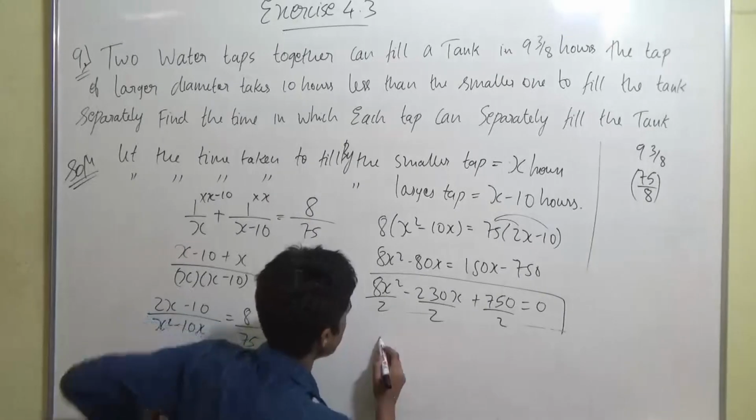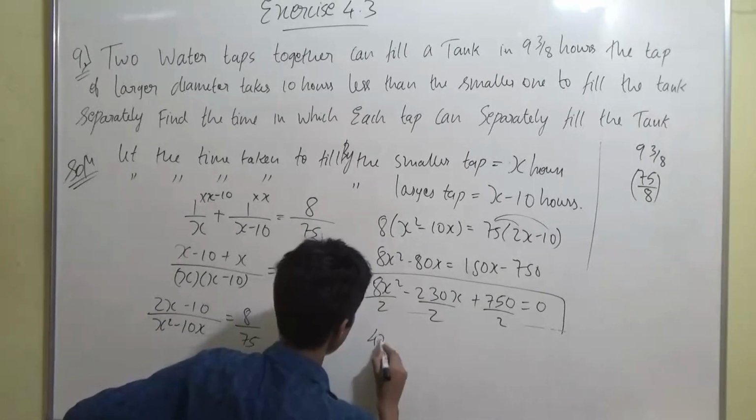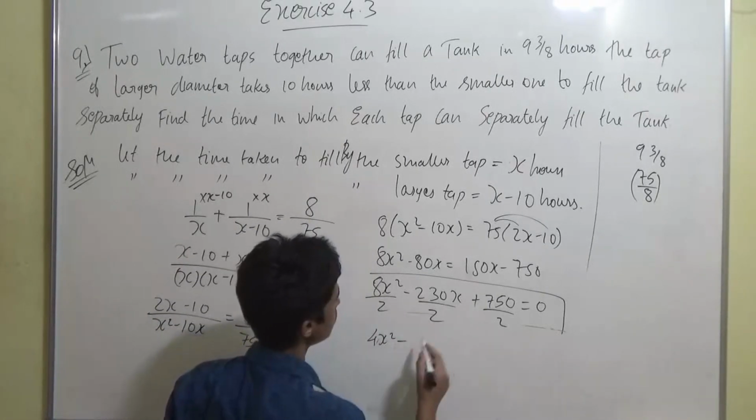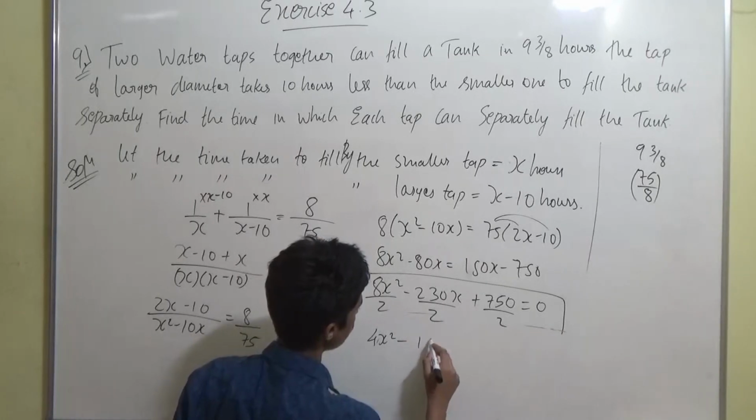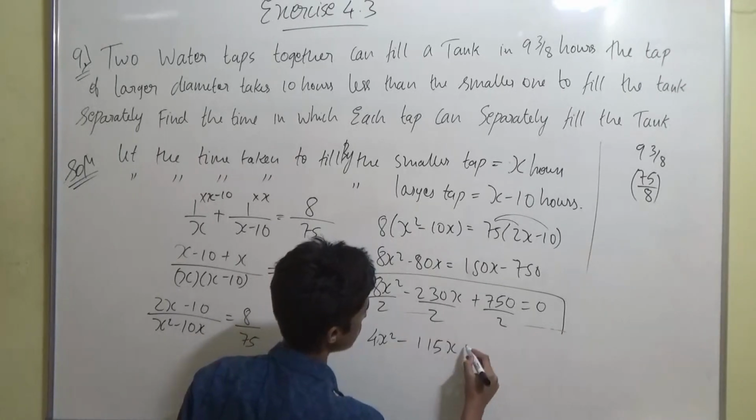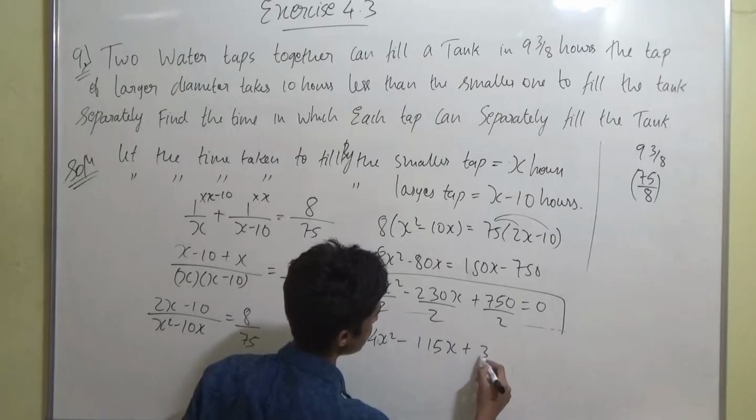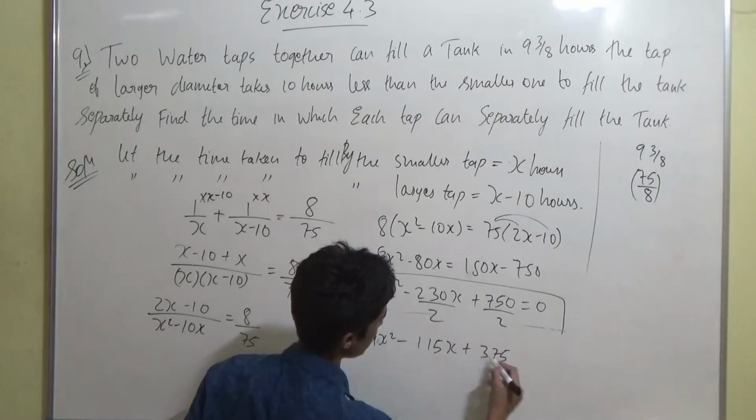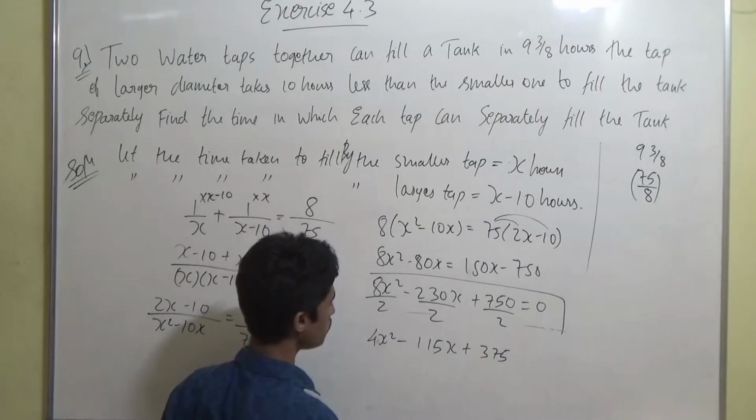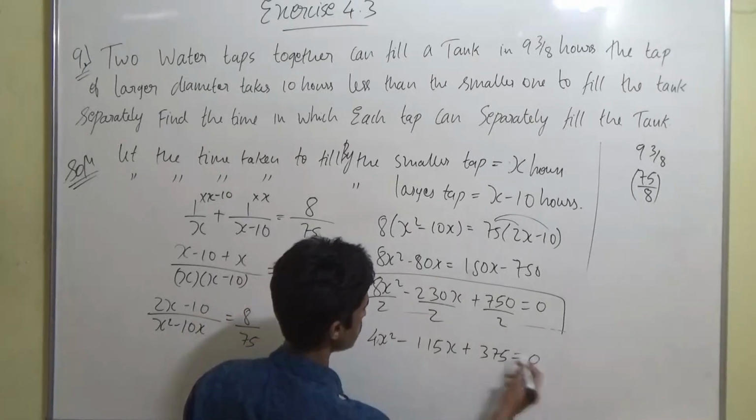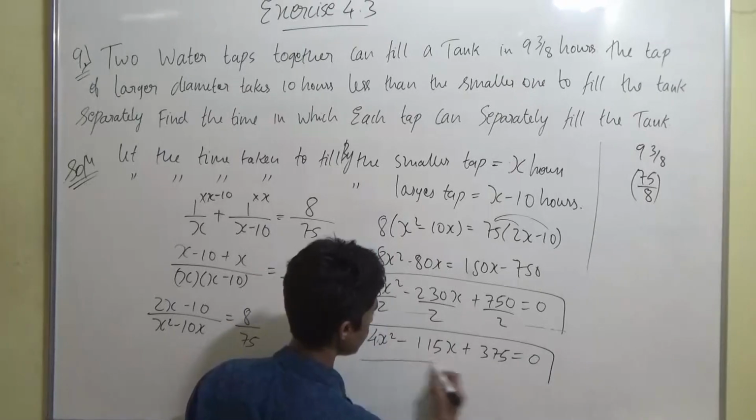This will become 4x square, and this will become 115x plus 375. Correct? Now can you further simplify it? No. So here only you can leave it, equal to 0. So this is the equation.